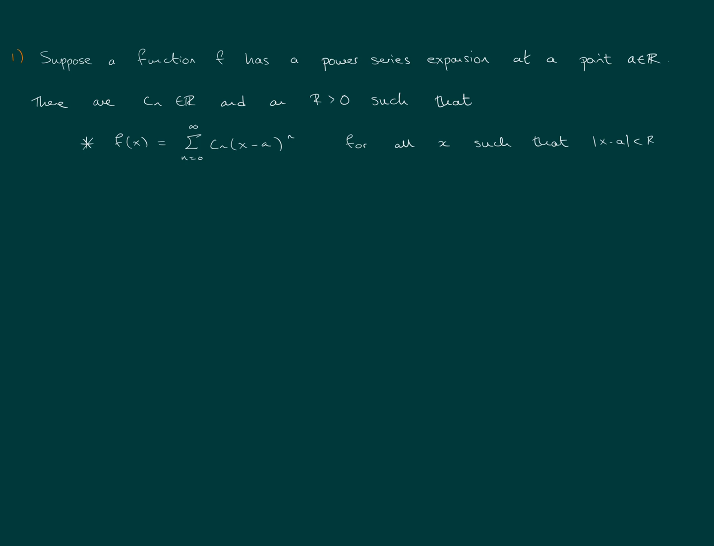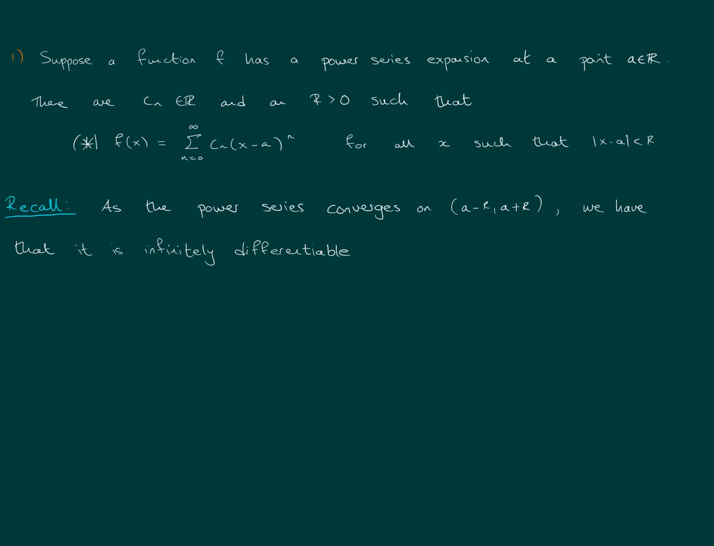So the first thing I want to do is recall our result from lecture C, which says that as the power series above converges on this open interval, in particular at each point x it converges to f of x, but that's not important at the moment. All we need for the moment is that it does converge. We have that it is infinitely differentiable, as in we can differentiate as many times as we want at a. Okay, so star then tells us that f is infinitely differentiable at a.